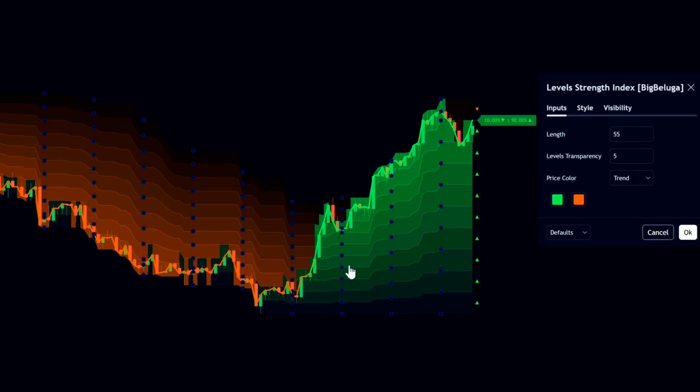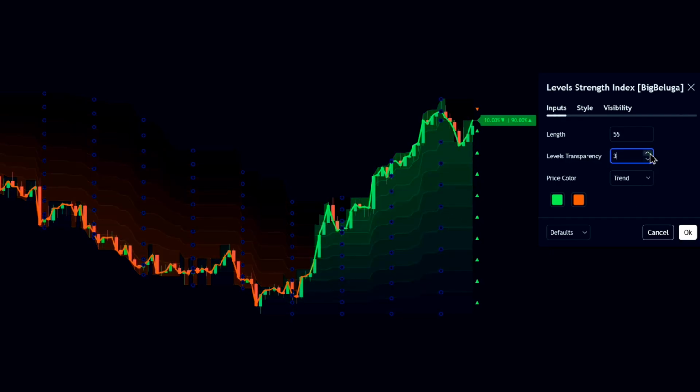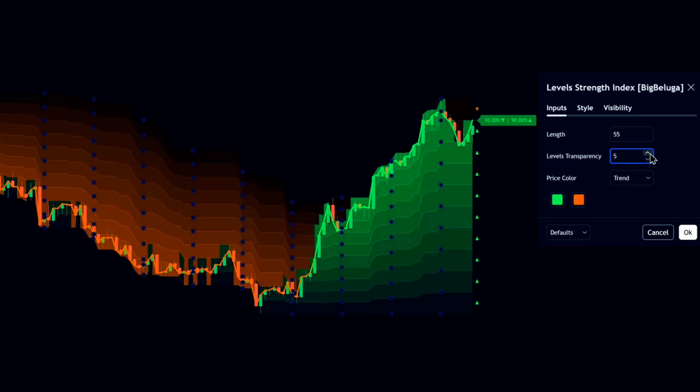There's also the levels transparency setting, which controls how visible these predefined levels are on your chart. You can adjust it to make the levels more or less transparent, depending on your preference. Next, the price color setting determines how the price line is displayed based on its position relative to the levels.